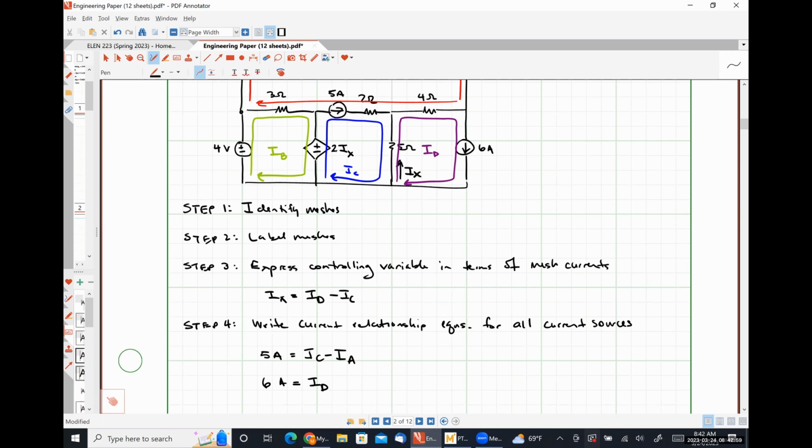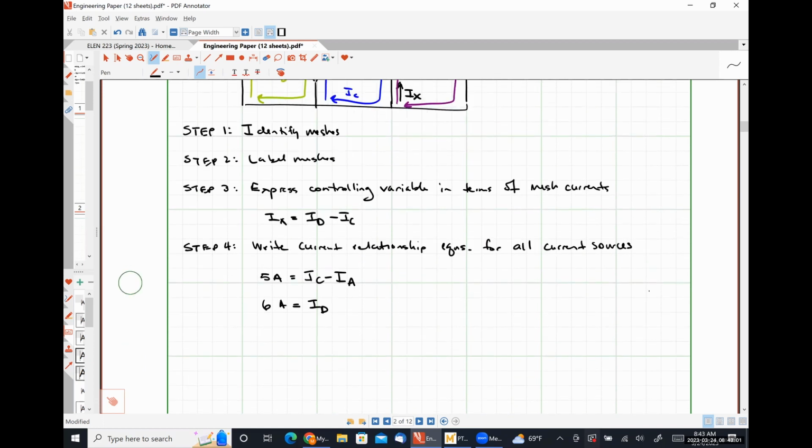Okay, so we're at step 5 now. Much like we had with our supernodes, we're going to run into a problem if we simply try to write a KVL equation here. So let me explain what's going on.